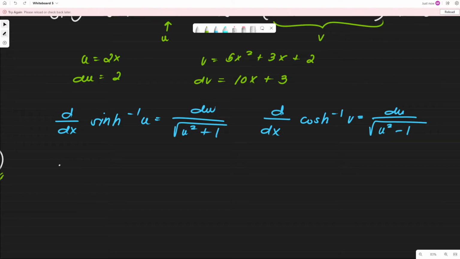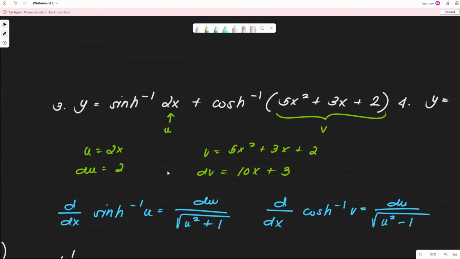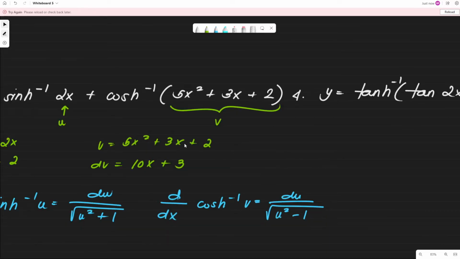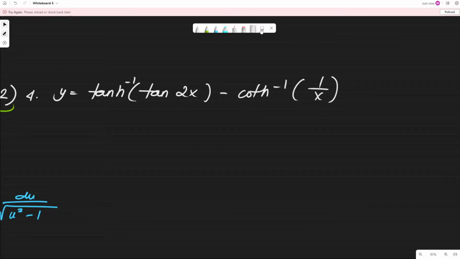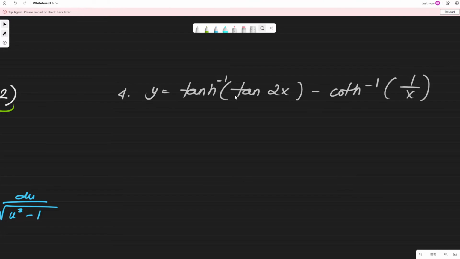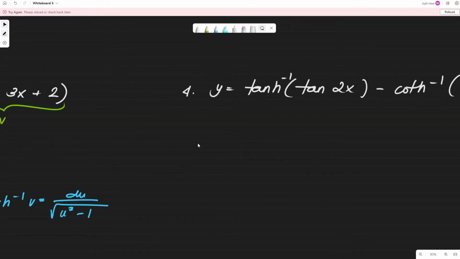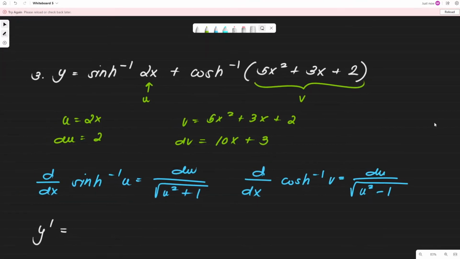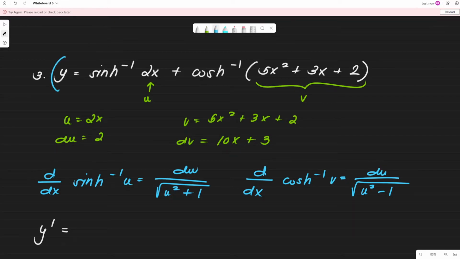So, we have y prime is equal to, na-operate na ba natin? Ay, hindi pa. So, let's operate. Lagyan ko lang ng d over dx.